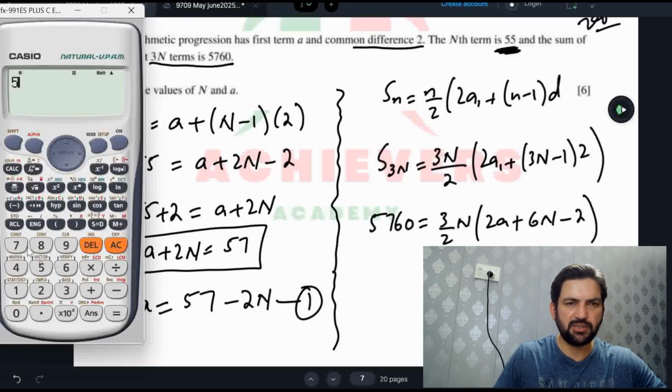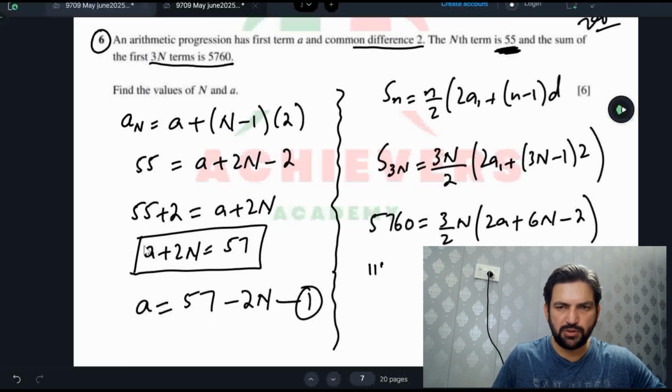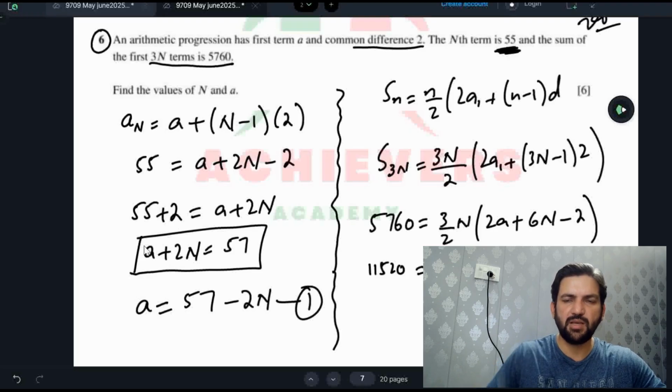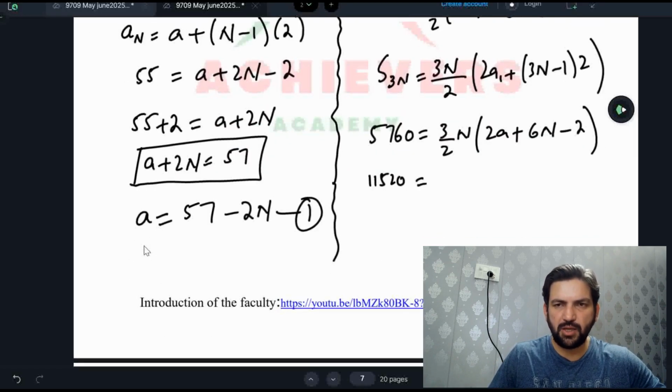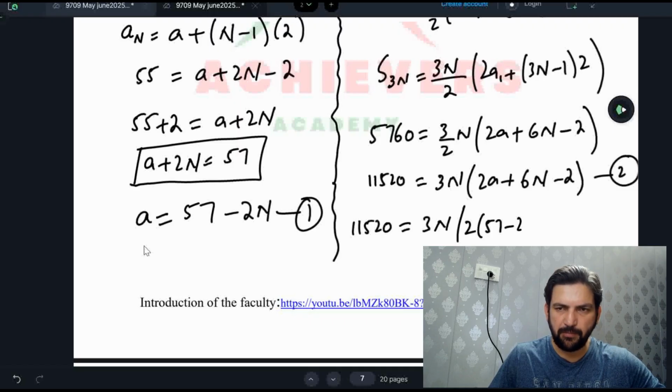So 5760 multiplied by 2 will be equals to 11520. 11520 is equals to 3n into 2a plus 6n minus 2. Now just put equation 1 into equation 2. This will be 11520 is equals to 3n into 2 into 57 minus 2n plus 6n minus 2.